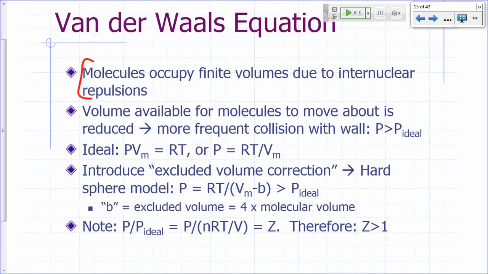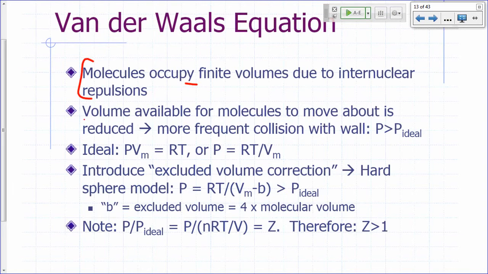So things to consider are the fact that molecules do occupy a finite volume due to intermolecular repulsions. You can only get those molecules so close before they start to strongly repel each other. So when they're as close as possible, they start to strongly repel. So we say there's a finite volume around the nuclei of your molecule, so you can consider your molecule as having a finite size.